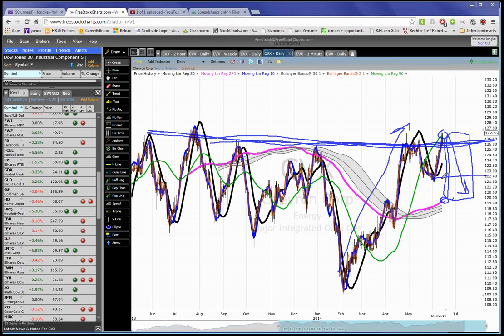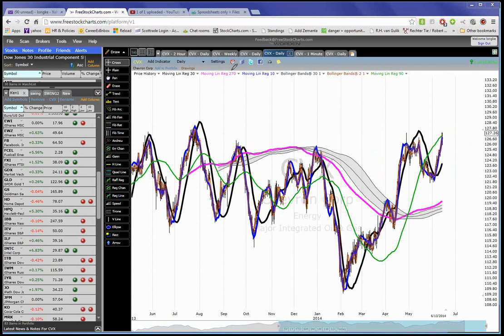And if you were getting short this thing, you could set a target at about 122, about 2/3 of the way down to the 270, and you could play that trade. So that's Chevron. Let's look at Coca-Cola.